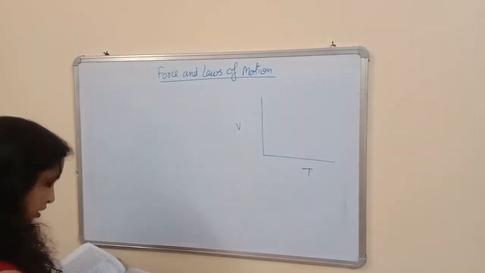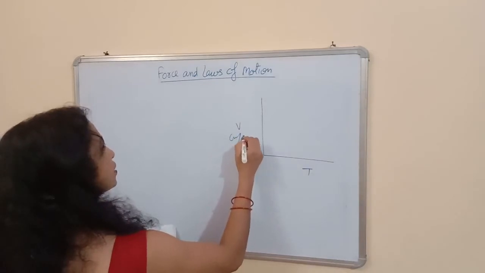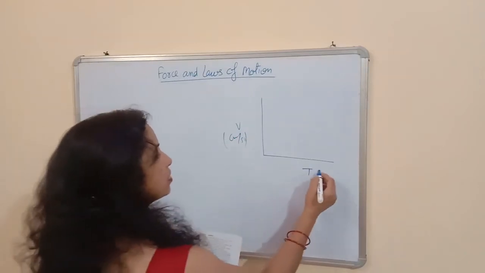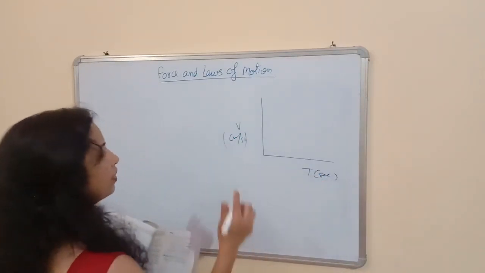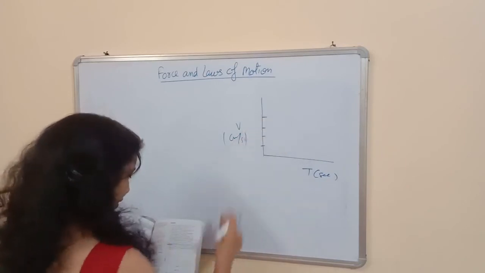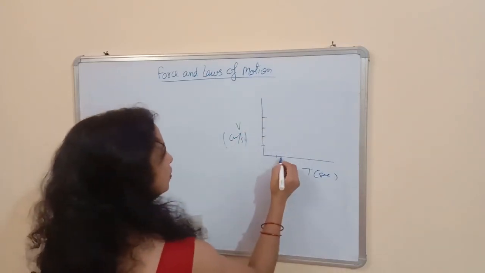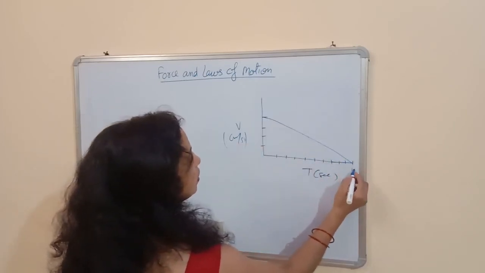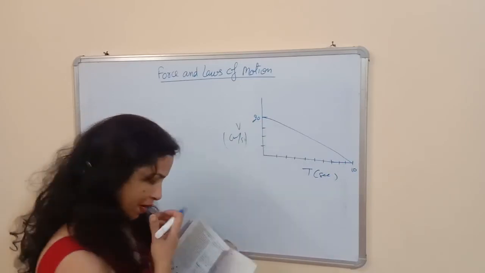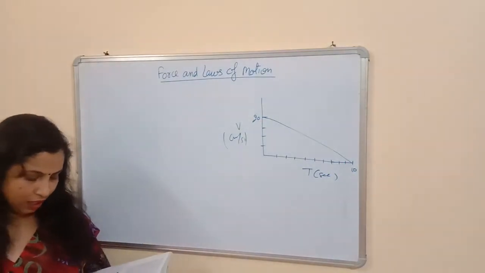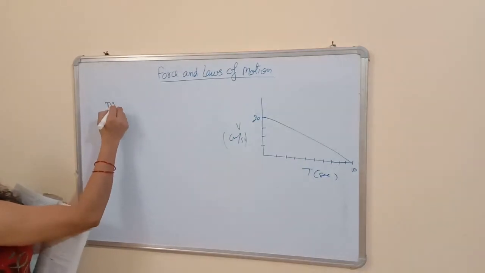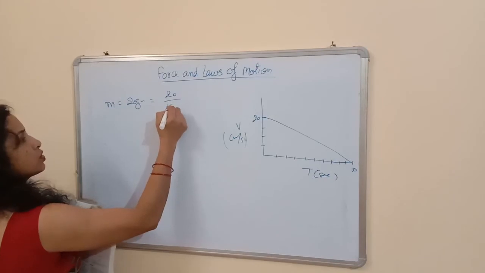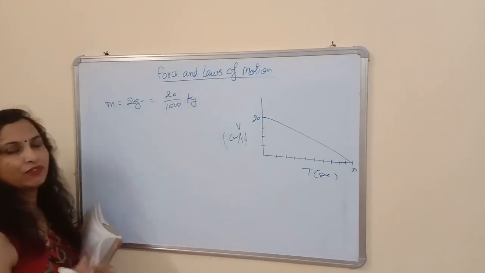Here in this graph, the velocity is in centimeter per second, and your time is in second. The graph is like this, with values 10 and 20. So by using this graph, it is given that the mass of the ball is 20 gram. First you will convert it into kilogram: 20 upon 1000, because you know that the SI unit of mass is kilogram.